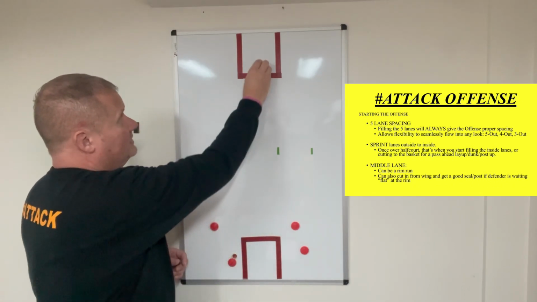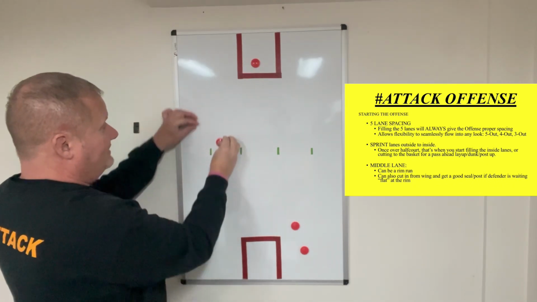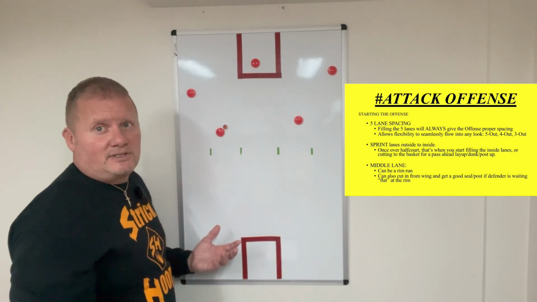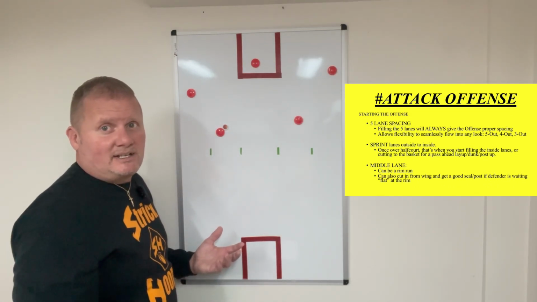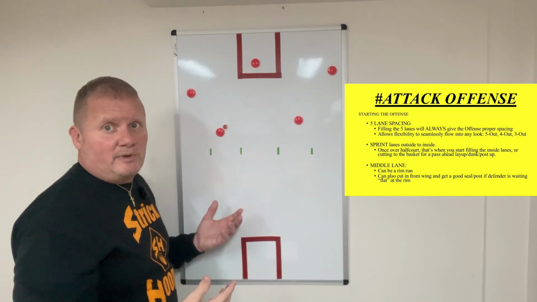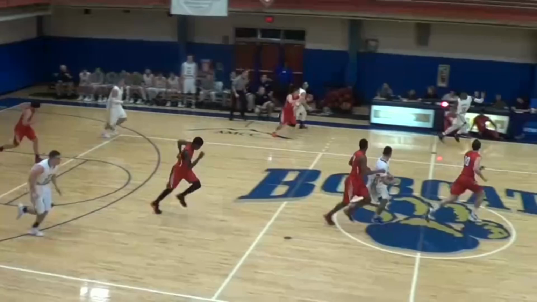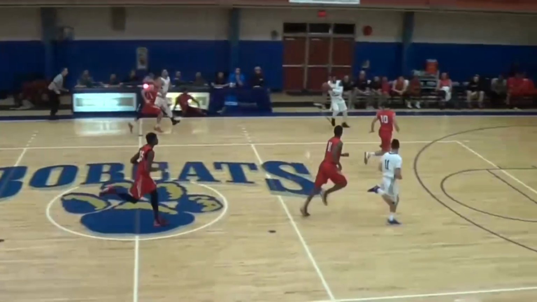You could do this. Can you still fill the 5 lanes as you do this? Absolutely, you can still fill the 5 lanes for spacing on offense. So if you have a rim runner, use a rim runner. It doesn't matter who the rim runner is, if it's a post, if it's a guard, but you're going to see the guard running right down the middle of the floor.